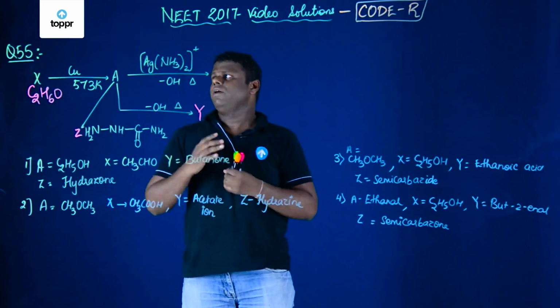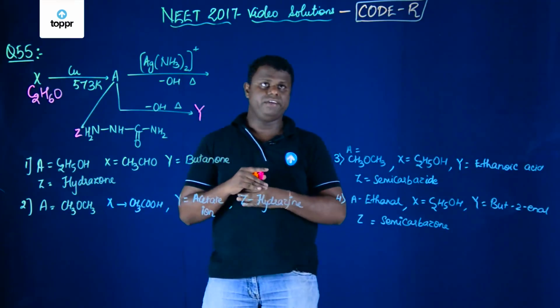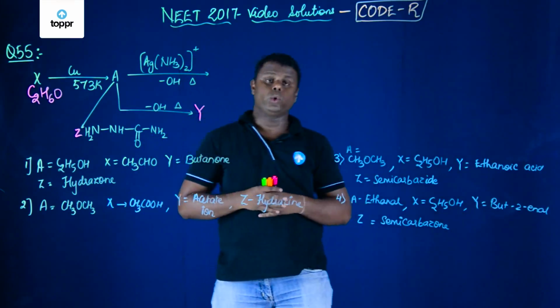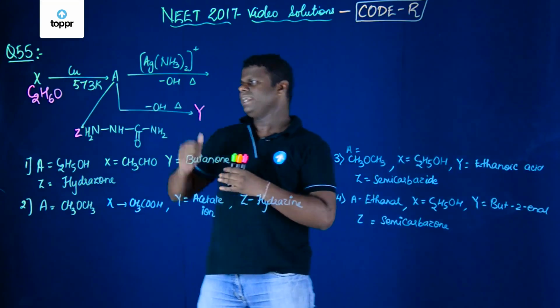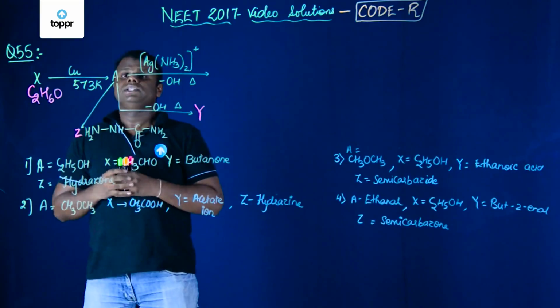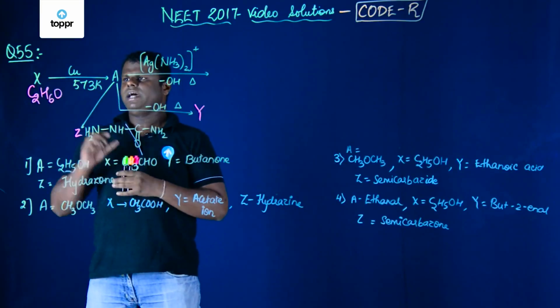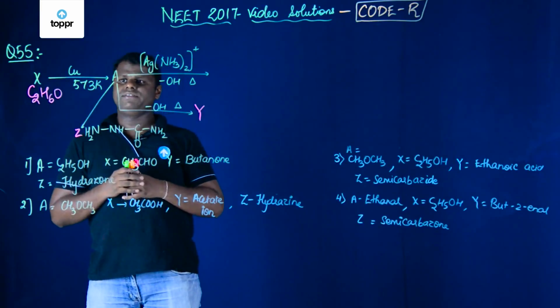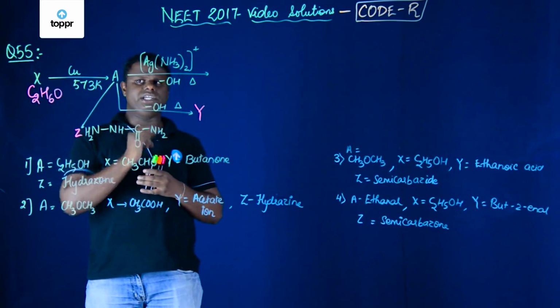Hello students. Now let's move on to question number 55 of NEET 2017 paper code R. Okay, so what exactly is the given part? You have an unknown compound X, which is C2H6O, the formula is given, and on heating with copper at 573 Kelvin, it gives a series of reaction.